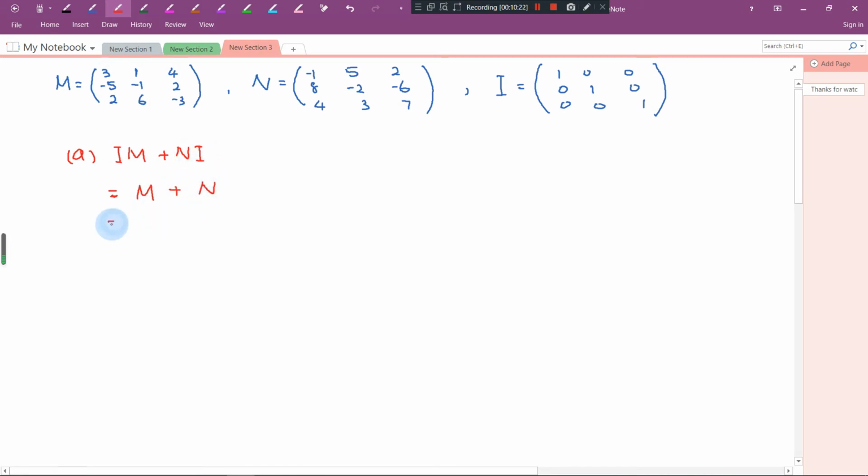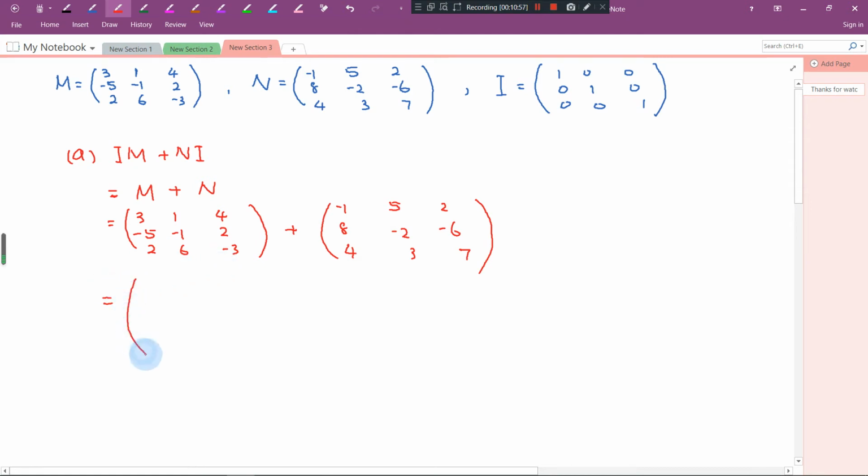So it saves time. Now, what we need to do, copy the M, which is 3, 1, 4, negative 5, negative 1, 2, 2, 6, negative 3. And now we copy the N: negative 1, 5, 2, 8, negative 2, negative 6, 4, 3, 7. Okay. Now we just find the sum between these two matrices.